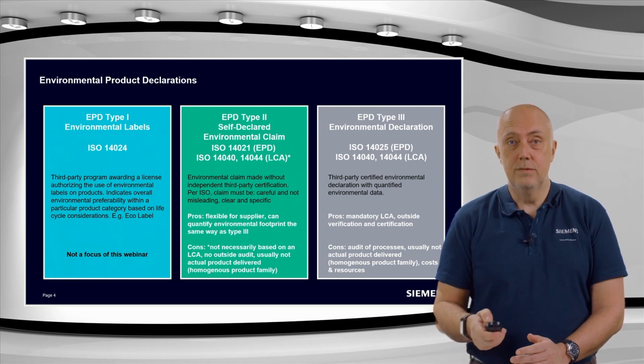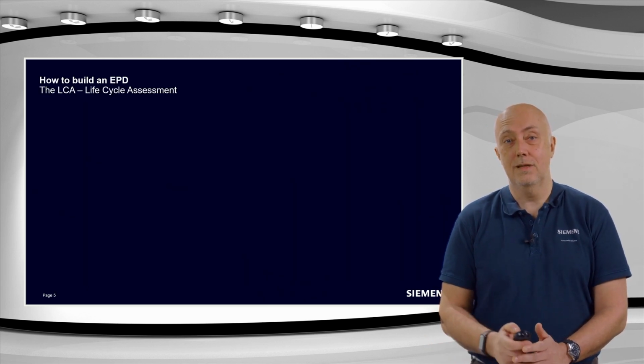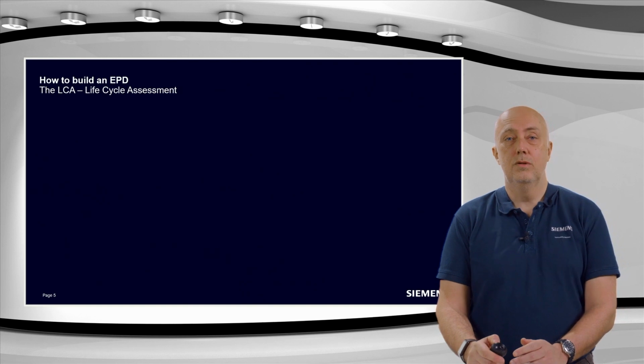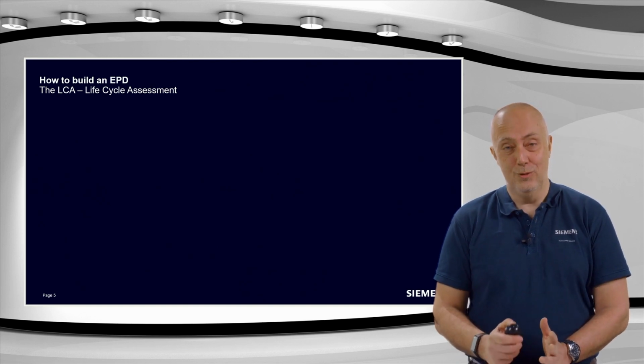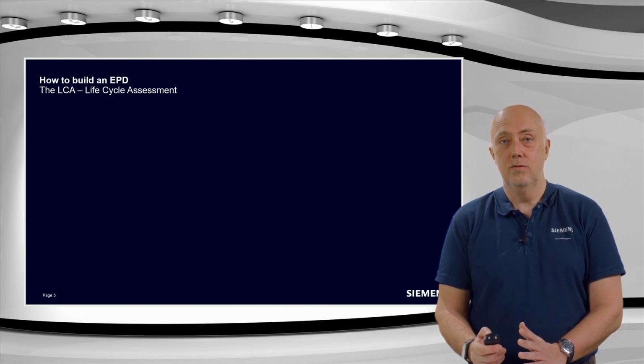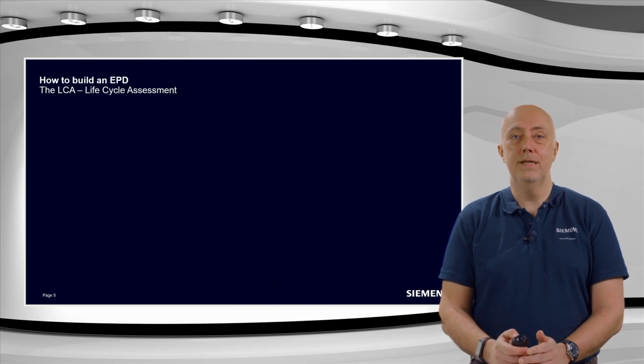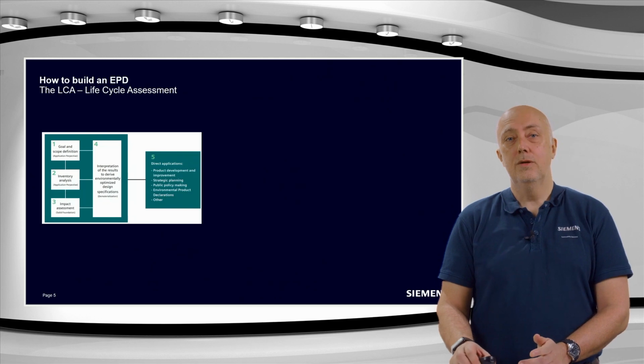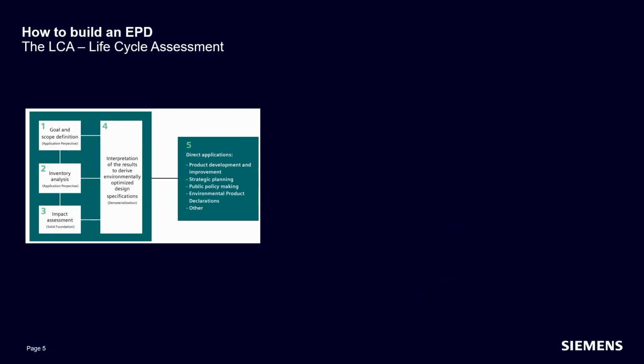Now, let's move to the topic of life cycle assessment, or LCAs. So an LCA is an internal and confidential document from the manufacturer, and the LCA results will be then summarized in the EPD. Here you can see the 5 phases of an LCA according to the ISO norm, and we as Siemens follow this process.